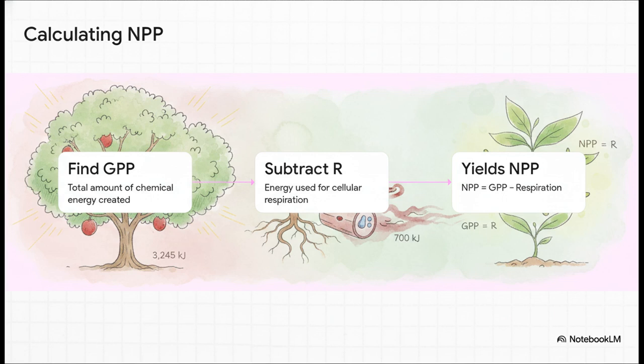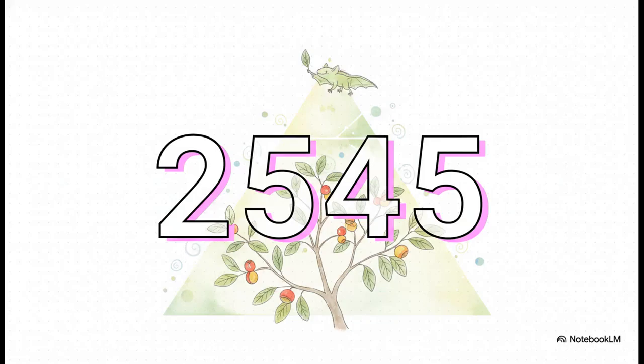Let's walk through an example directly from our source material. Imagine a giant ackee tree in a yard. In a single day, it produces 3,245 kilojoules of energy. That right there is our GPP. But ecologists studying the metabolic functions of this tree found that it uses 700 kilojoules of energy just to keep itself alive. That's our respiration, or R. You do the math and boom, 2,545 kilojoules.